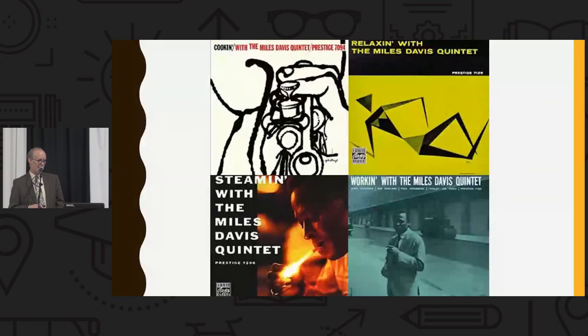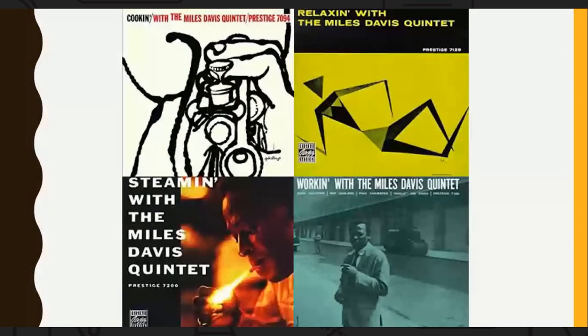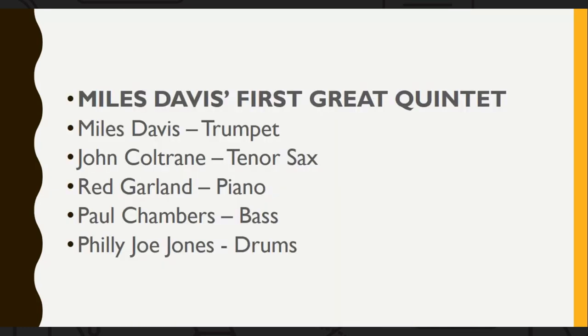So I want to cover like some of the rest of the high points of the 50s. These records right here, Cookin', Relaxin', Steamin', Workin', I would highly recommend these to anyone. These are sort of classics of the hard bop era. Miles Davis's first great quintet recorded these. He had many great quintets.